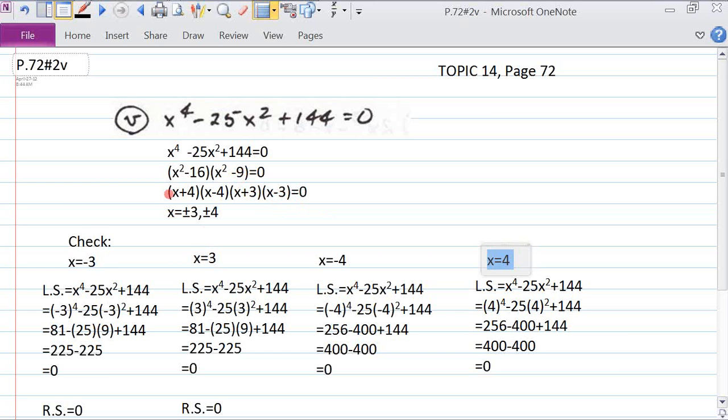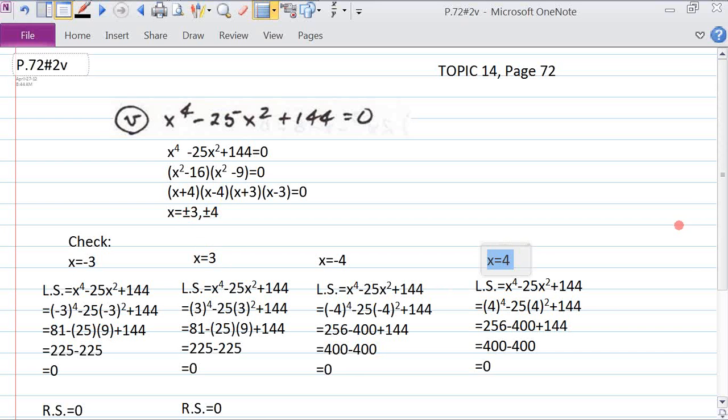So here we have 4 possibilities. X plus 4 equals 0. X minus 4 equals 0. X plus 3 equals 0, and x minus 3 equals 0. Well, if x plus 4 is equal to 0, then x is equal to minus 4. And if x minus 4 is equal to 0, then x equals 4. So we get plus or minus 4, and the same thing with the 3. So these are the 4 possibilities. This means plus or minus.